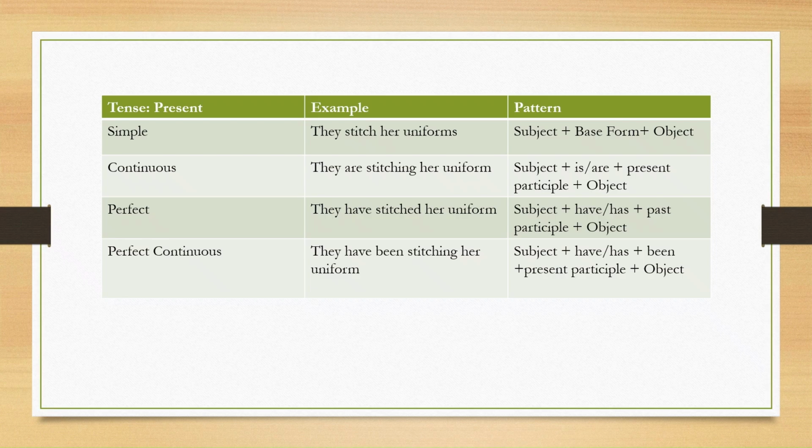Present perfect. They have stitched her uniform. Subject plus have, has plus past participle plus object. Perfect continuous. They have been stitching her uniform. Subject plus have, has plus been plus present participle plus object.